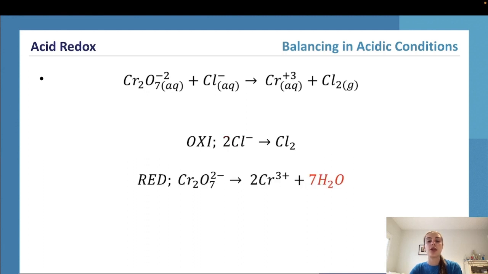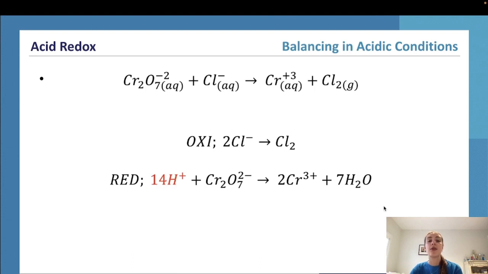The next thing we need to do is balance for oxygen. We don't need to do that for the oxidation reaction because it has no oxygen in it. The reduction reaction, however, does have oxygen: it has 7 oxygens on the reactant side, but none on the product side. So we need to put 7 water molecules on the product side of the reaction in order to get 7 oxygens on both sides.